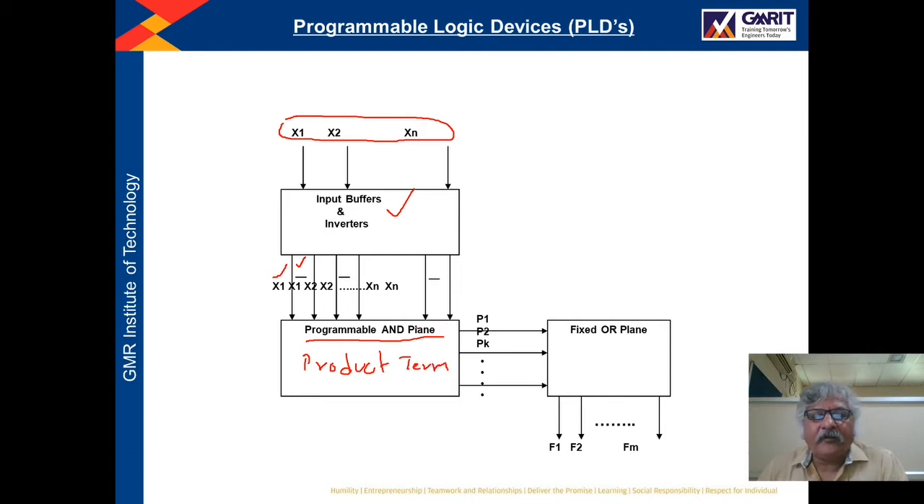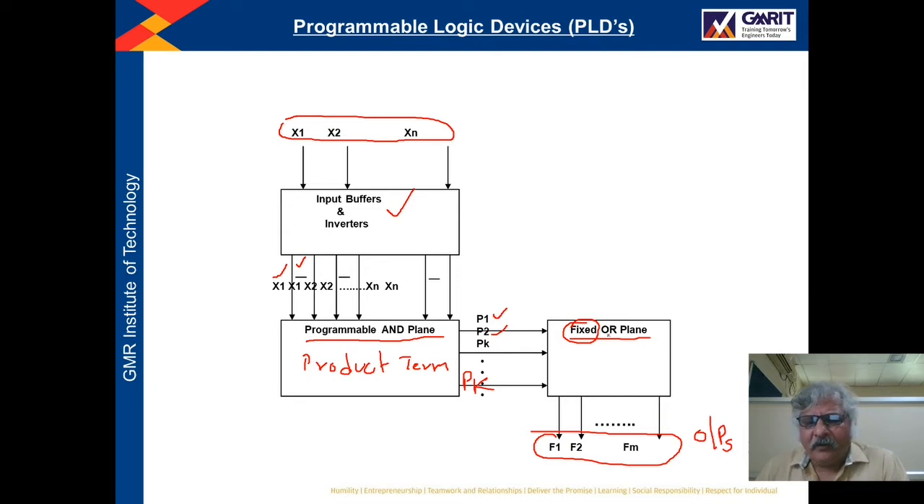Now the output of this programmable AND plane is a product term like P1, P2, up to PK. And these product terms will feed into the fixed OR plane, and this OR plane will generate the outputs. So the main difference between PLA and PAL is that in PAL we have a fixed OR plane. So there are no switches in the OR plane. No programming is allowed in the OR plane.